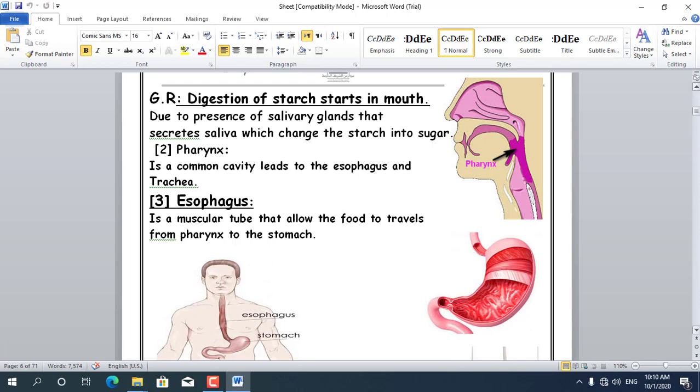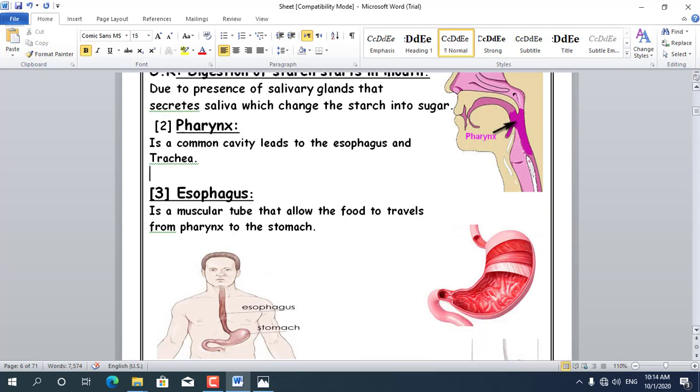If a question comes: complete, salivary glands secrete space in the space, my answer is salivary glands secrete saliva in the mouth. Another question: write the scientific term for the organ that is responsible for tasting food. My answer is tongue.